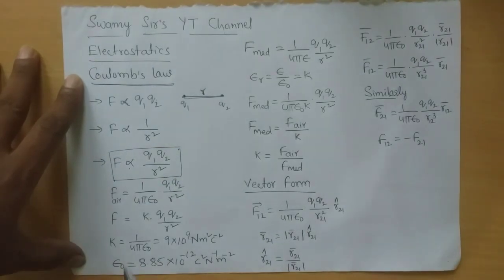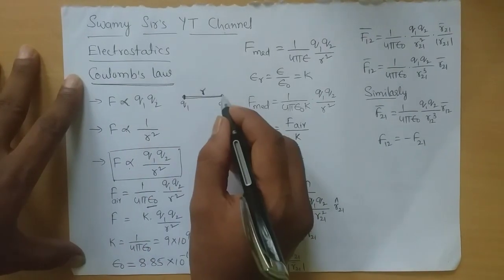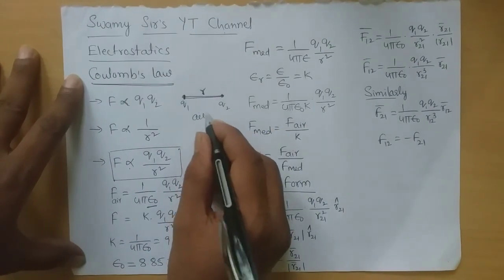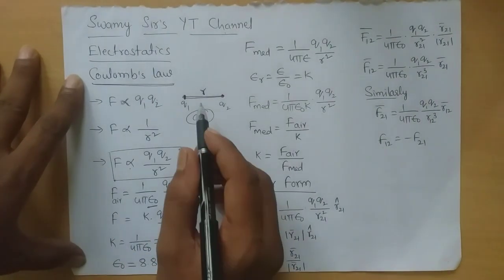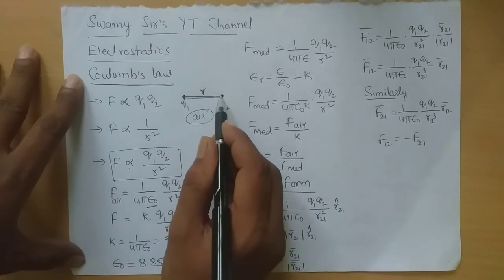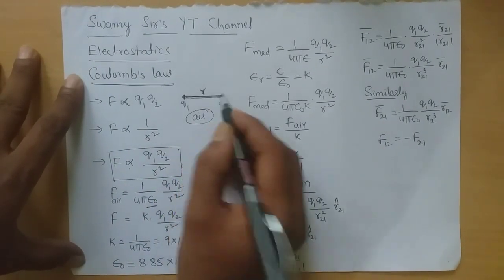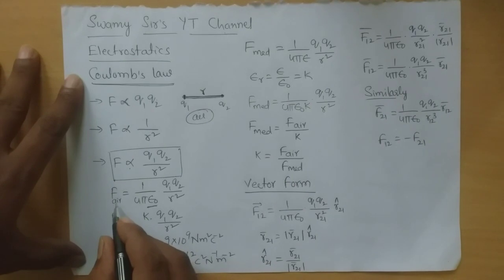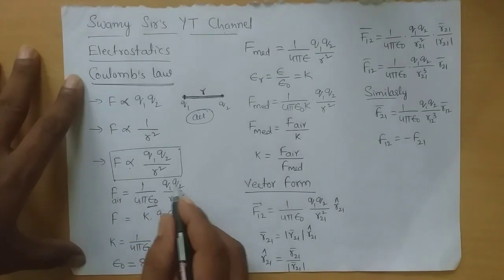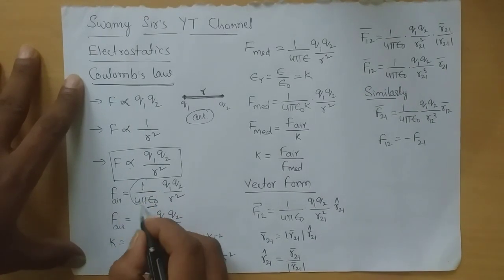Now the proportionality constant is 1 by 4 pi epsilon naught. Here I am taking epsilon naught because I am keeping these two charges in air or vacuum. So if we keep the two charges in air, separated by distance r, then the electrostatic force between these two charges is F equal to 1 by 4 pi epsilon naught q1 q2 by r square.